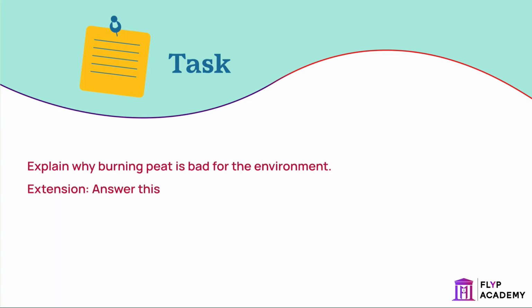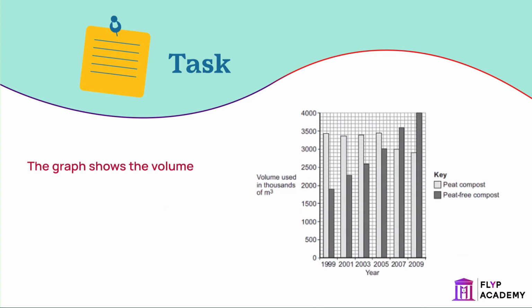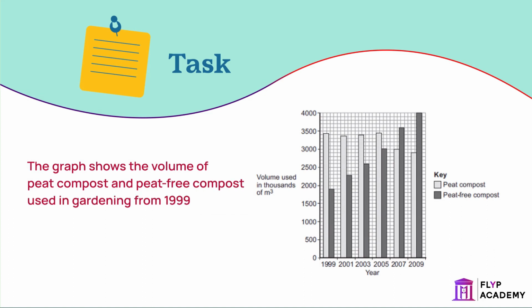Extension: answer this AQA exam question. Human activities have many effects on our ecosystem. The graph shows the volume of peat compost and peat-free compost used in gardening from 1999 to 2009. Describe the trends shown in the graph.